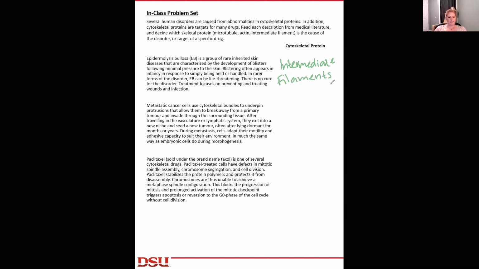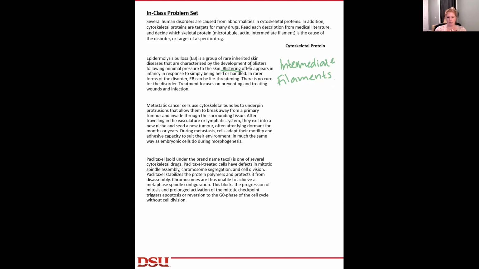So remember that intermediate filaments are responsible for kind of holding cells together, right? Well, in blistering, you have this separation, if you will, of layers of skin. They often fill with a fluid that can be infected. And so in this particular disorder, it's the intermediate filaments that are having the issue because they are not holding those skin cells to the epidermis.